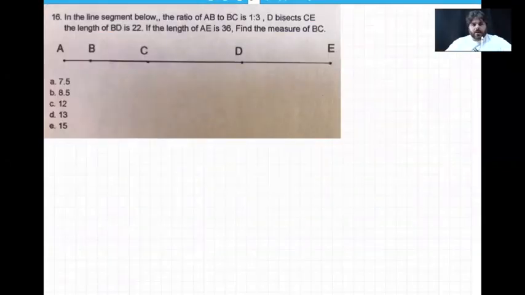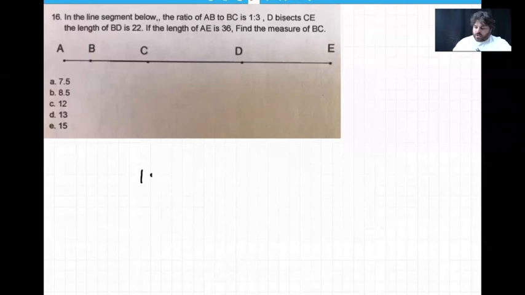All right, in the line segment below, the ratio of AB to BC is 1:3. D bisects CE, and the length of BD is 22. If the length of AE is 36, find the measure of BC. Okay, so there's a lot going on here. I'm going to start marking this thing up. First off, it says the ratio of AB to BC is 1:3.